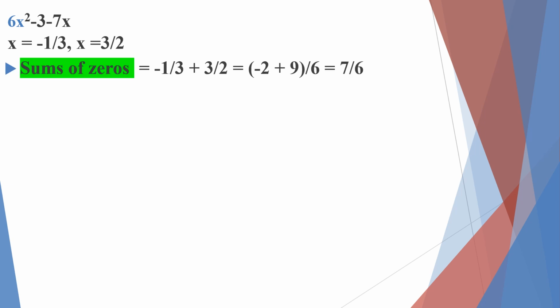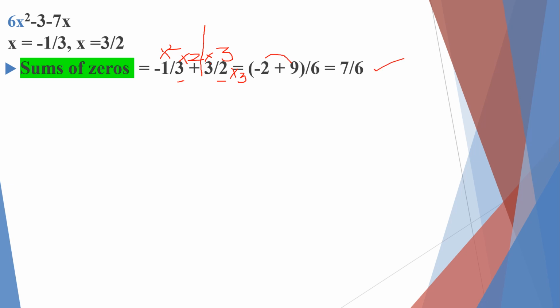So after adding the two zeros, what will we be getting? Sum of the zeros: minus 1 by 3 plus 3 by 2. The LCM will be 6 here. So on this side it is multiplied with 2, both numerator and denominator, and on this side it is multiplied with 3, both numerator and denominator. What will be the numerator now? Minus 2, and then 3 into 3 is 9. So plus 9 minus 2 is equal to 7 by 6.